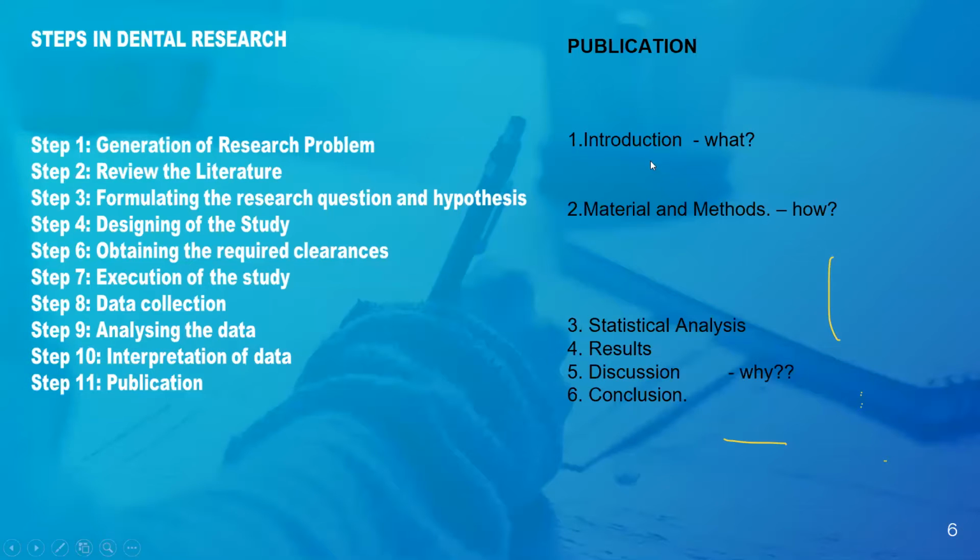When you write a publication, we are well aware of these little headings that come under original research particularly. When you say introduction, what we are trying to say is what you did, so basically covering step 1 and step 2, and also formulating the research question and hypothesis comes up in the introduction. The second part is the material and methods, as to how you did it. That comes to the step 4, that is designing, obtaining the clearances, executing the study, and collecting the data.